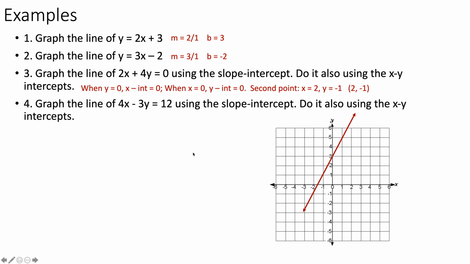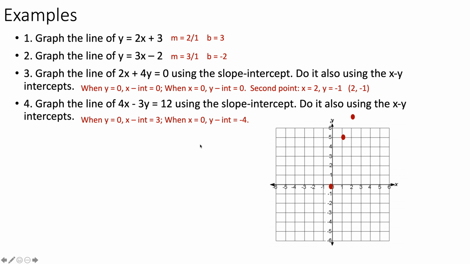And then the next one is, when y is 0, the x-intercept is equal to 3 because the y term drops out. 4 times 3 is 12, so x-intercept is 3. When the x is 0, the y works out to be -4. Okay? So going back to graphing the first one, the y-intercept is 3, up 2 over 1, up 2 over 1, and we draw the line.